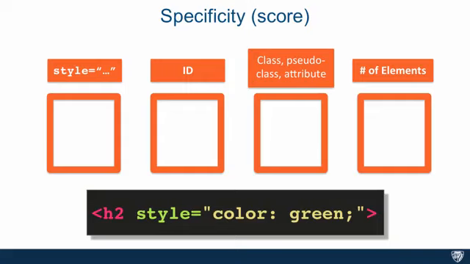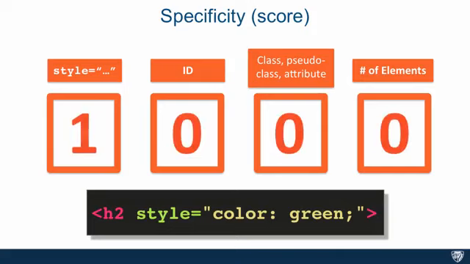And that is why the style attribute is the most left box. Next, in specificity value comes the ID, then the class or pseudoclass, and then the number of elements that are used in your selector combination. So if we take a look at this example, which says h2 style equals color green, we see that we're using the style attribute, which means this box gets a 1 and the rest of them get a 0. And this is pretty much the highest score, 1000, that you can get.